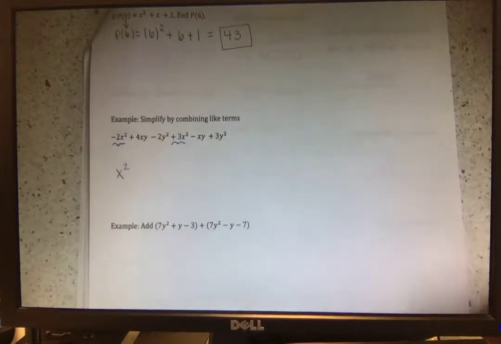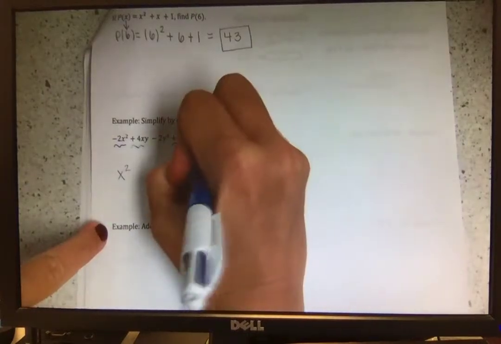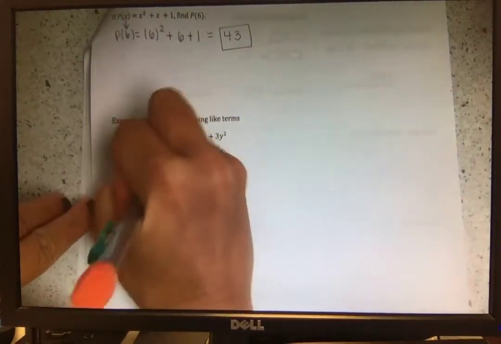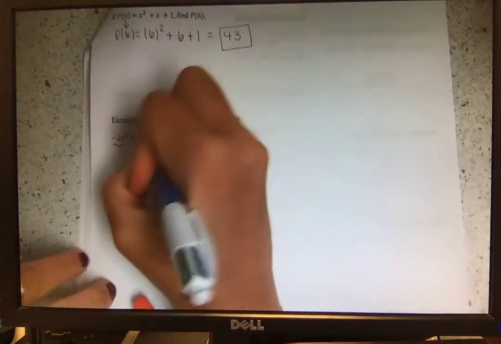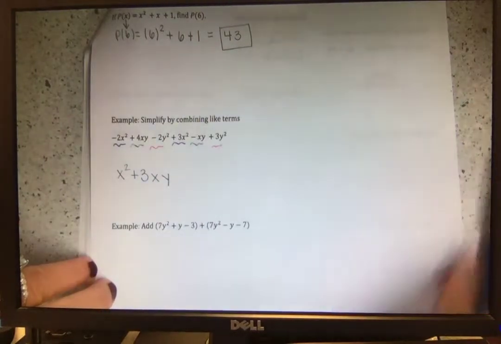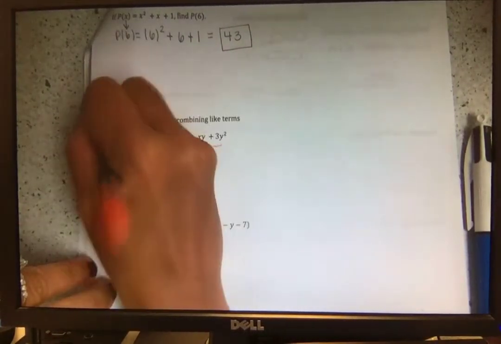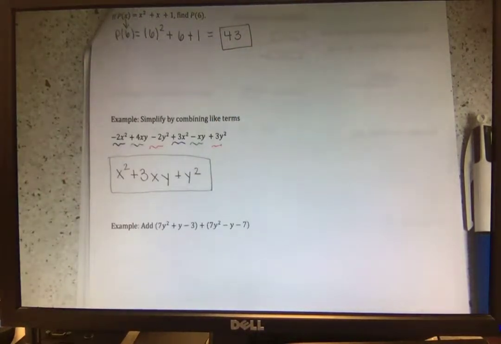Next, combining together our xy's, so we have 4xy minus 1xy, so 4 minus 1 will give us plus 3xy. Lastly, our y squared, so negative 2y squared plus 3y squared will give us positive 1y squared. So our final answer is x squared plus 3xy plus y squared.